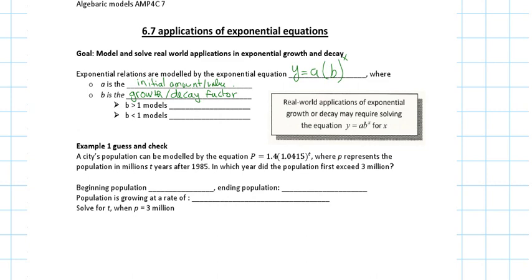If B is greater than 1, is it growth or decay? If the base is greater than 1? Growth. And if the base, I'm going to fix to between 0 and 1 instead of less than 1. It's not usually negative. If the base is between 0 and 1, then we call this growth or decay? Decay.